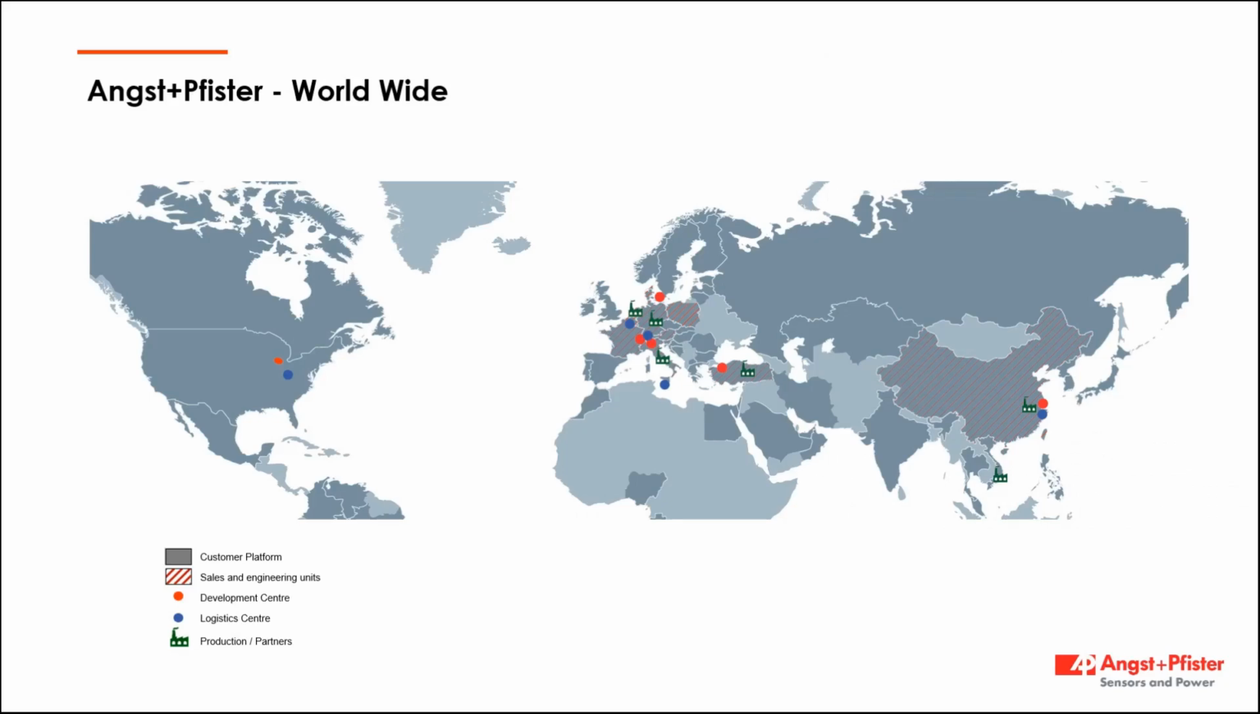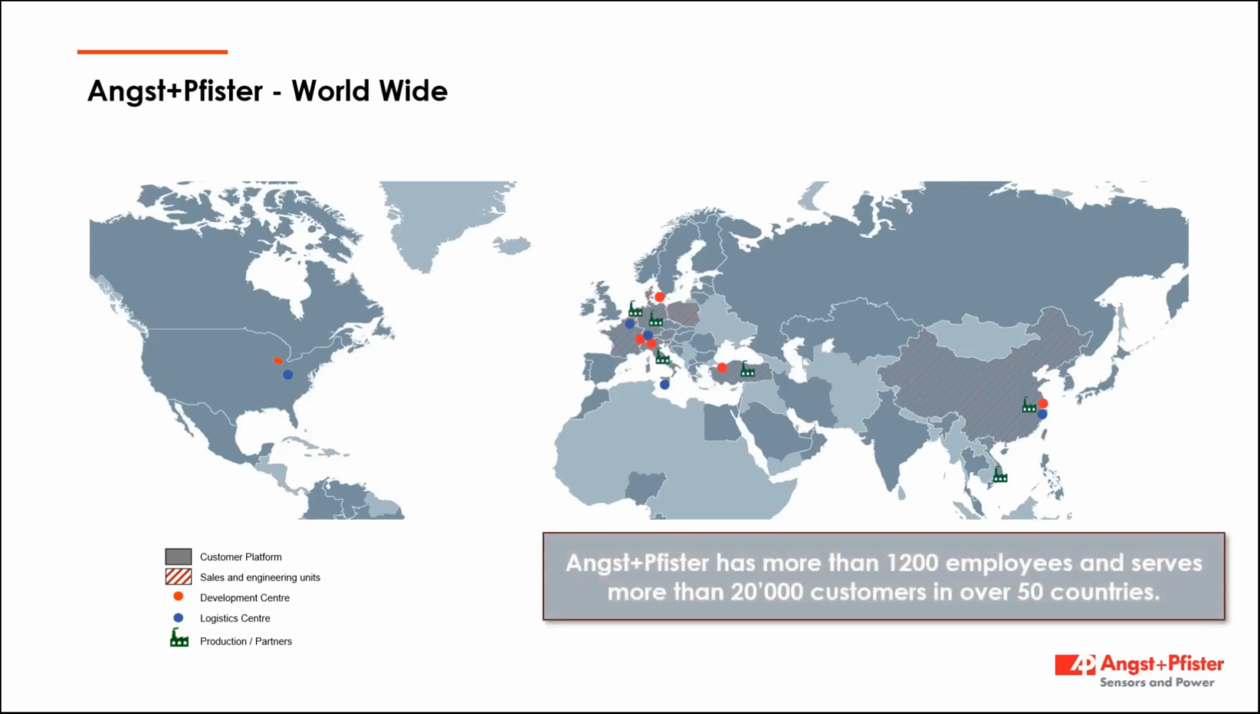Angst+Pfister Group maintains a very strong global presence with operations in over 50 countries all over the world. With such a vast footprint, the company employs more than 1,200 employees, who serve more than 20,000 customers all over the world. Our extensive network of employees and worldwide presence enables us to provide localized support, rapid delivery, and tailor-made solutions to our clients all over the world.